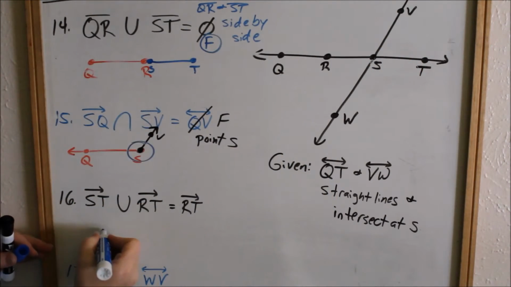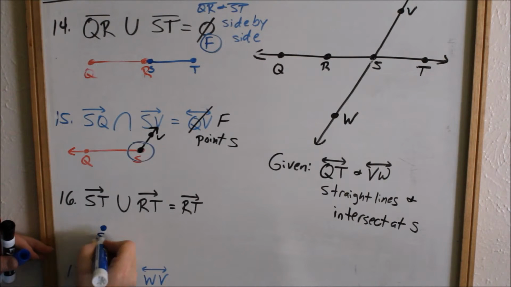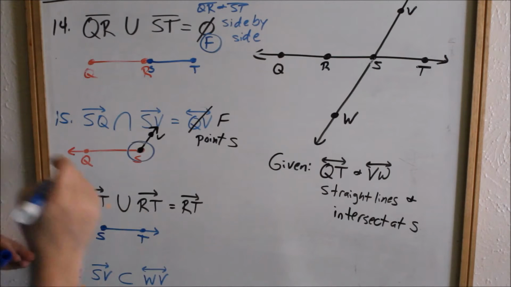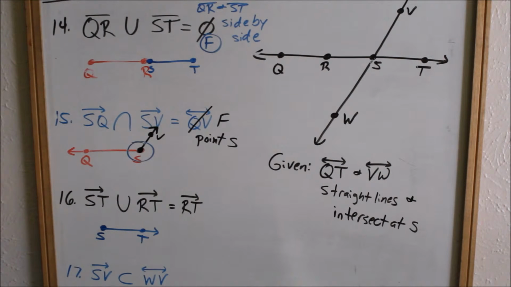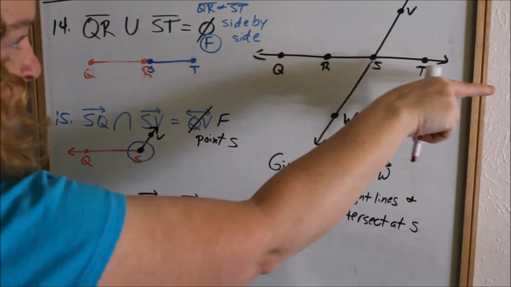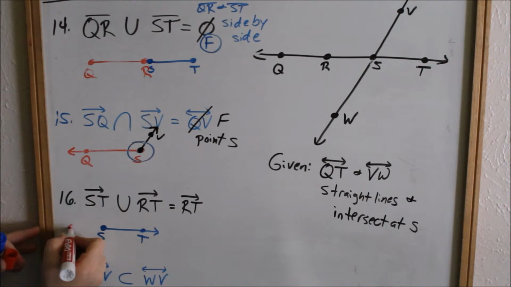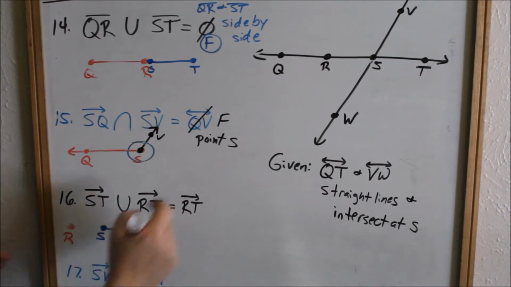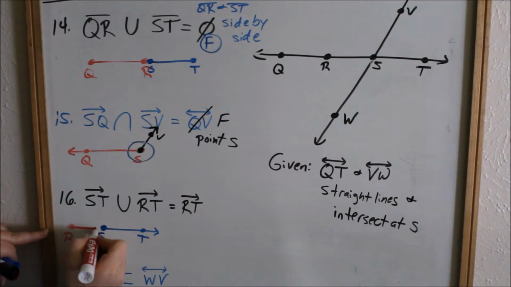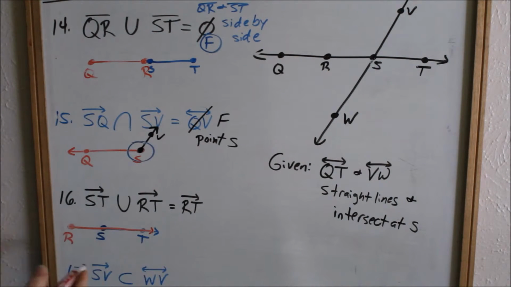So I'm just going to redraw it out of the picture. There's S, and then if I go towards T, I'm going that direction. There's my ray ST. Now I'm going to switch colors to draw my second one. I want ray RT. So here's R. That's my endpoint, and I'm going towards T. R was to the left of S, so I draw it there, and then I go towards T.